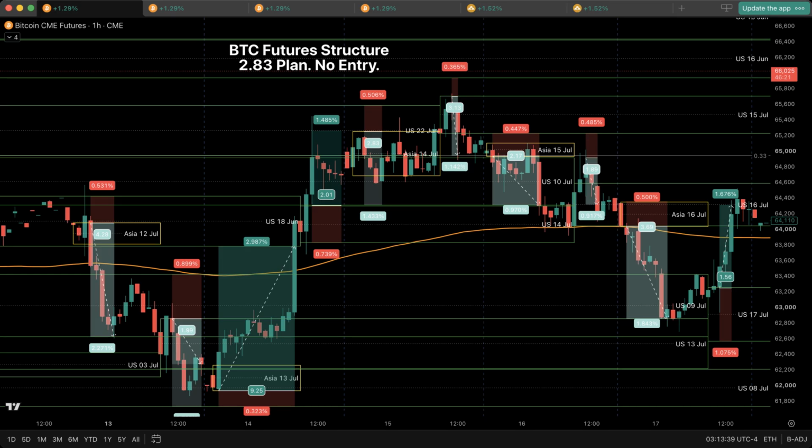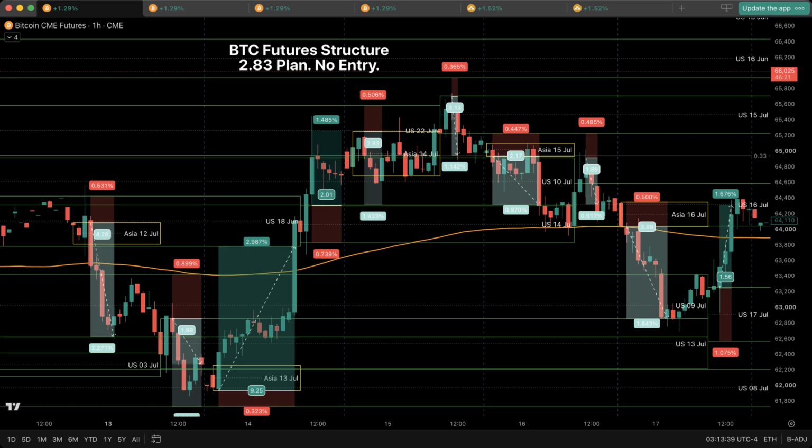The trade does not start because weekly 0.33 is nearby. The trade does not start because the box is visible. The trade does not start because the target looks clean. The trade starts only when price gives the entry line. If the stop line is not clear, no entry. If the target does not pay, no trade. If price never touches entry, no trade.